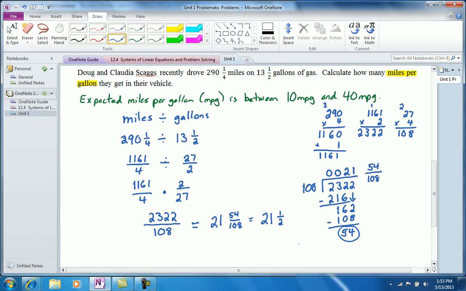What this means in terms of the problem is that Doug and Claudia Skaggs recently got 21 and 1/2 miles per gallon in their vehicle. And you'll notice that 21 and 1/2 was in my expected range between 10 and 40, so I feel very confident about that answer. Okay, I hope this helps.